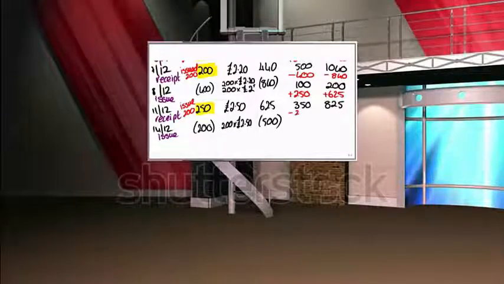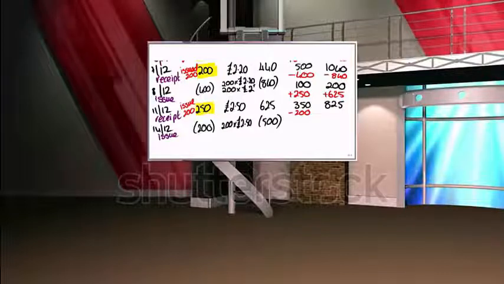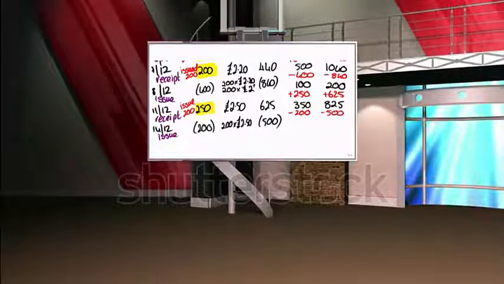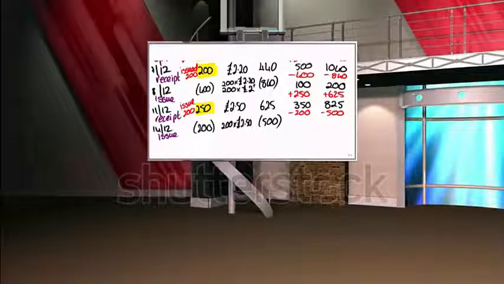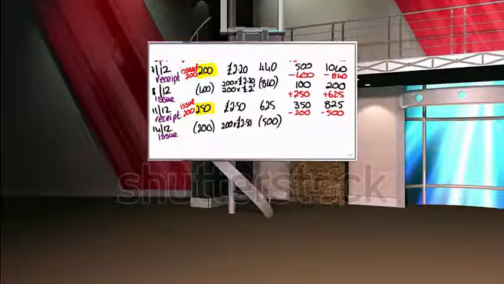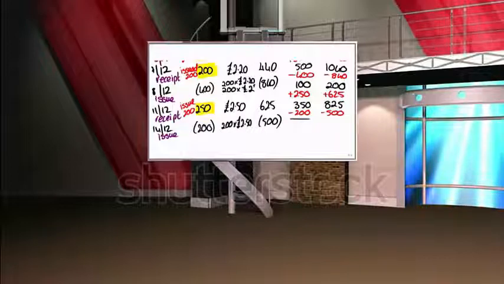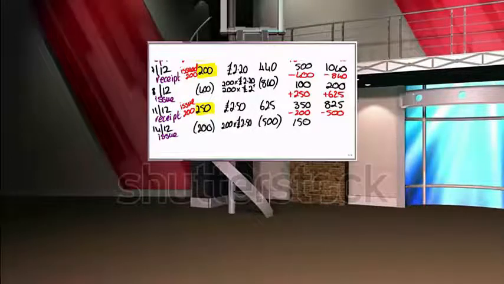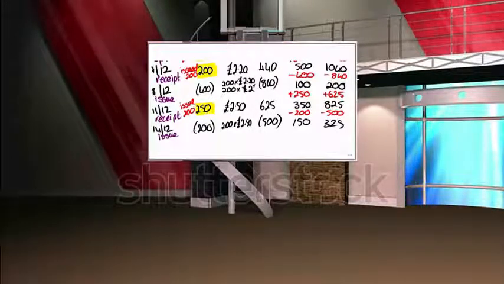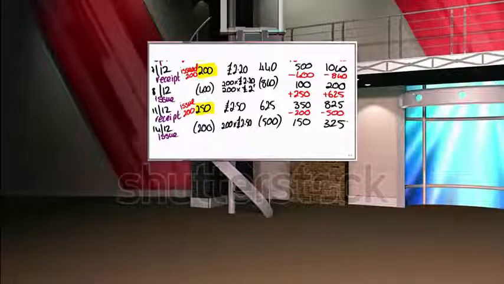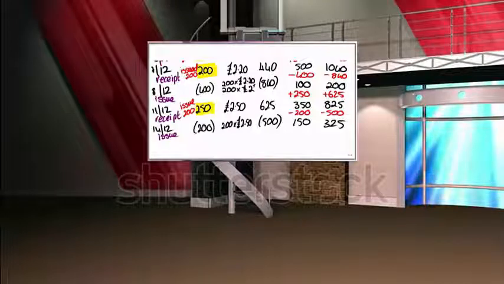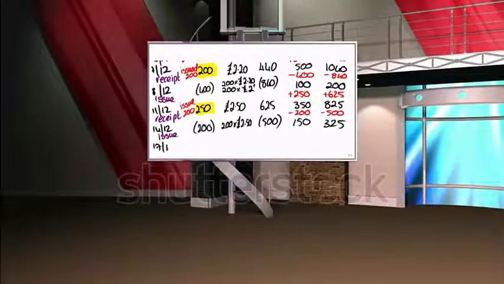Updating our totals, we're taking away 200 units, the total value of 500. So that leaves us with 150 units with a value of 325. Our next event is a receipt on the 17th of the 12th.